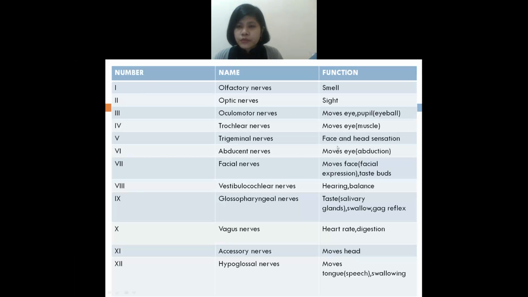So these are the 12 pairs of cranial nerves and their functions. You have to write all this in Roman numbers, and you have to write it serial wise. Not like facial nerves will be at the first and olfactory nerves will be at the last. It's not like that. You have to write it serial wise. Do you understand? Okay, is it clear, everyone?